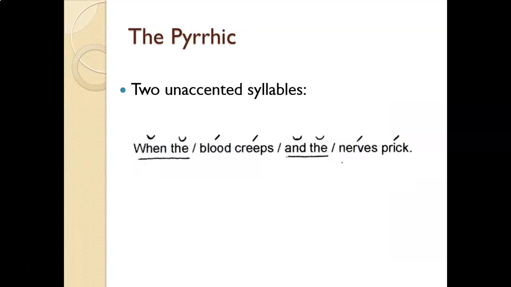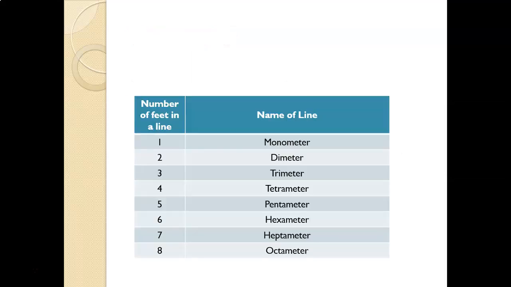Well, we shall go back. Now this line has 1, 2, 3 and 4 feet. When the first is 1 foot, blood creeps is another foot, and the is another foot, nerves prick is another foot. So we have 4 feet, and when it is a line of 4 feet, we call it tetrameter.